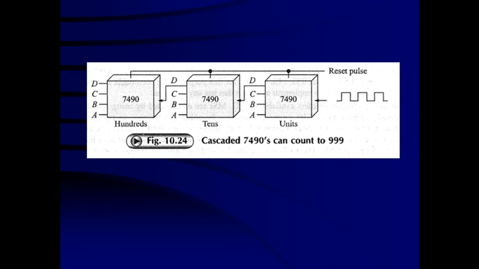Application of this IC, that means 7490, can be connected in a cascade mode. That means the system clock is applied to this counter, the 7490 decade counter.